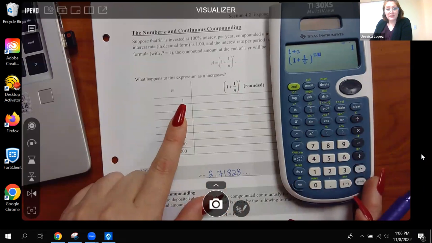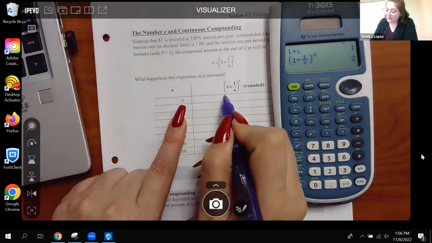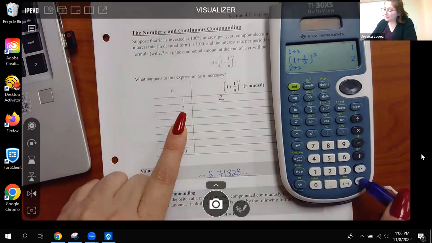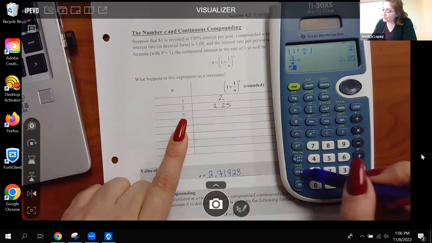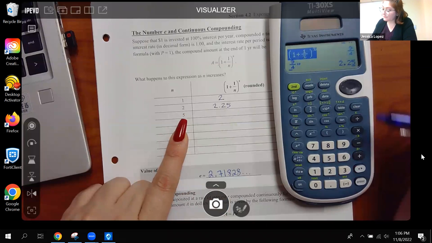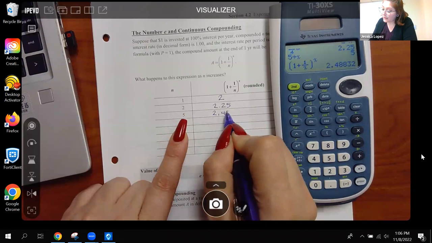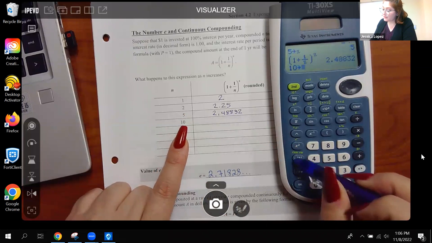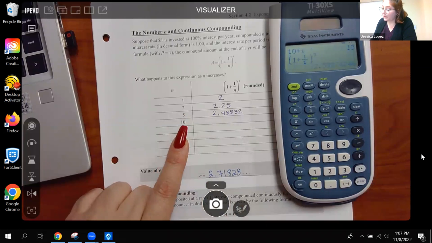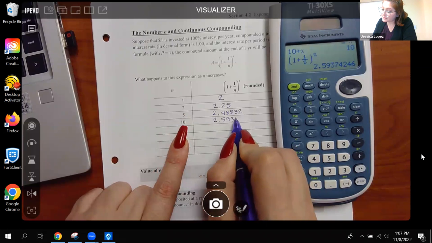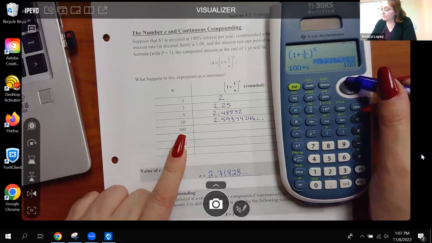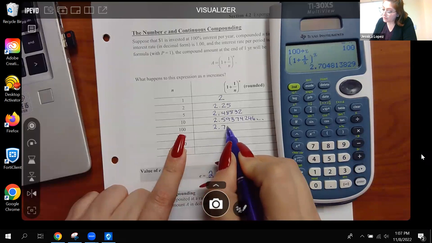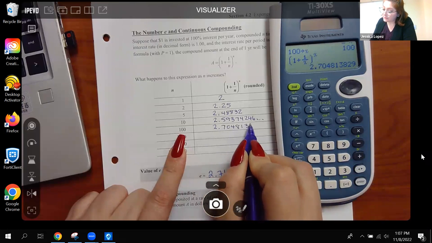And since I already stored 1 in as n, we get the value 2. Now I'm gonna store 2 and go plug it into that expression. And I get, let me get the decimal for that, 2.25. Now we're going to do 5 stores x. And we get 2.48832. Then we're going to do 10. I'm just going to fill out the rest of this box. 2.59374246... Here we go, getting into 100 now. We're getting closer to what I know E is.